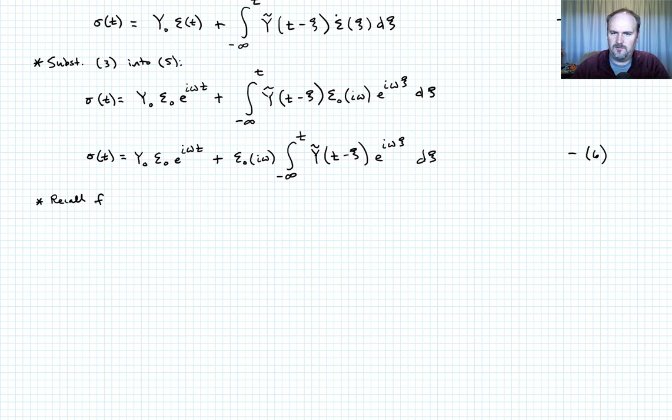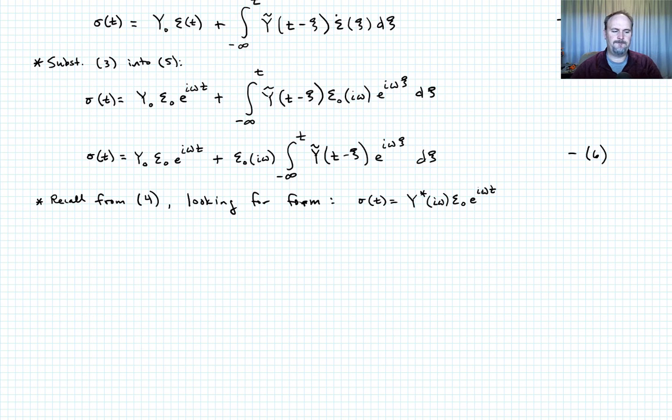That's the form that we're trying to seek. So recall from equation 4 that we're looking for a form that looks like sigma of t is equal to Y star, a complex modulus as a function of i omega, times epsilon naught e to the i omega t, right? So what do we need from equation 6 to get there?